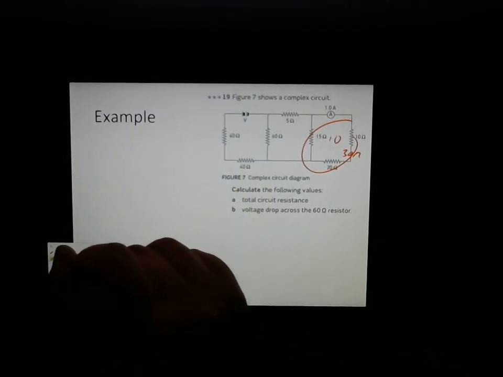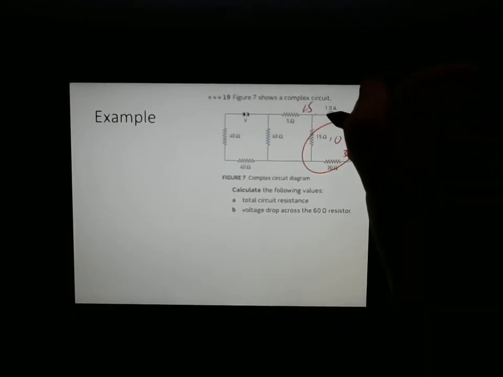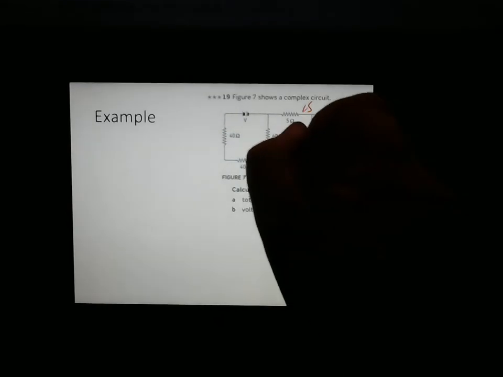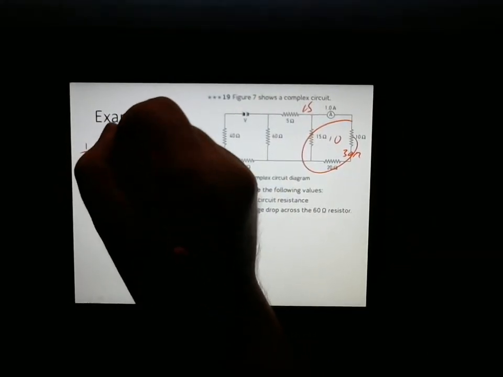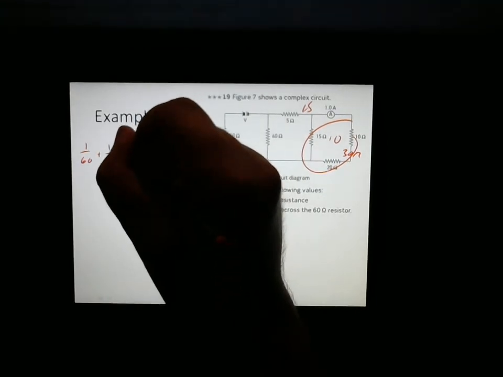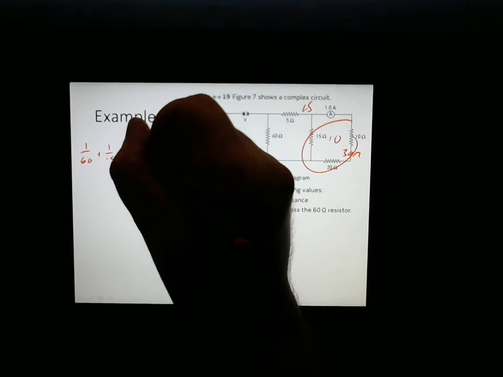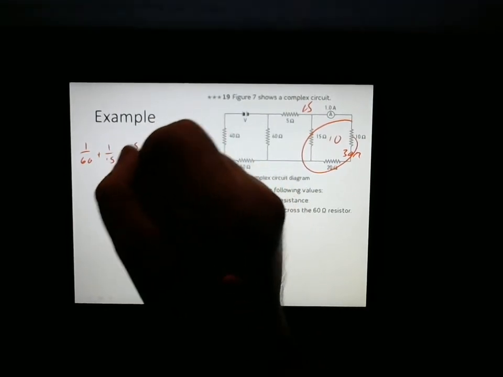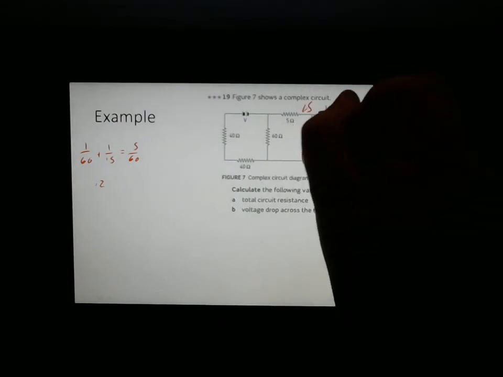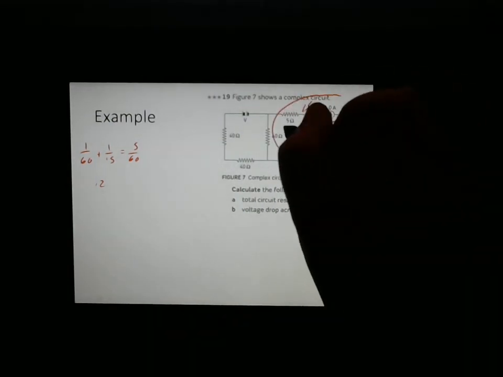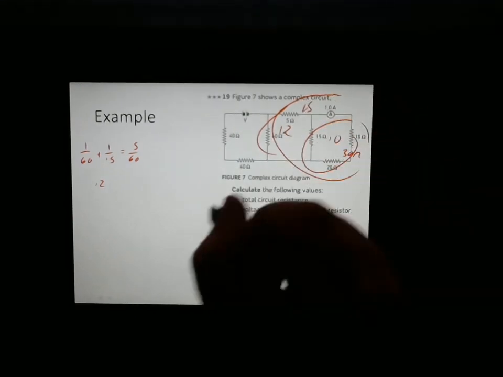Well, the next step's nice and easy. 10 plus 5 gives us a 15, but that 15 is parallel with a 60. 1 over 60 plus 1 over 15 is going to equal, well, 1 over 15 is the same thing as 4 over 60, so it's going to be 5 over 60, and 60 divided by 5 is 12. So then this whole thing, plus that, is equal to 12.